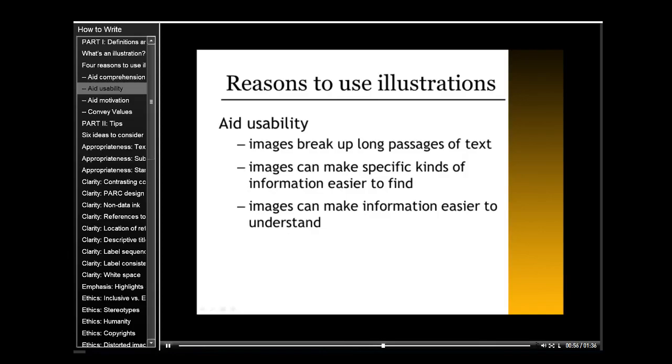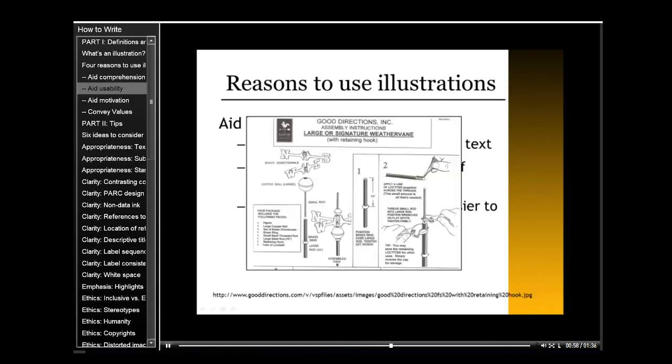Here's an example. How to put together this weather vane. If we look at it, we don't have a wall of words. We have different types of information, like on the left is how the thing fits together, on the right is what you need to do to put it together, and it's also easy to understand too.